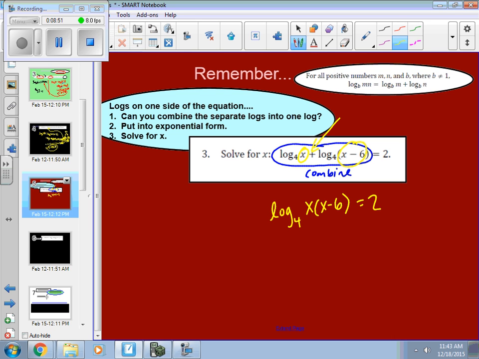Okay, so now we have to keep solving this. We can't just cross out this logarithm because there's not another one on the other side to cross it out with. So what we have to do next to solve this problem is get it out of log form and into exponential form. So what we need to do now is change from log to exponential form.